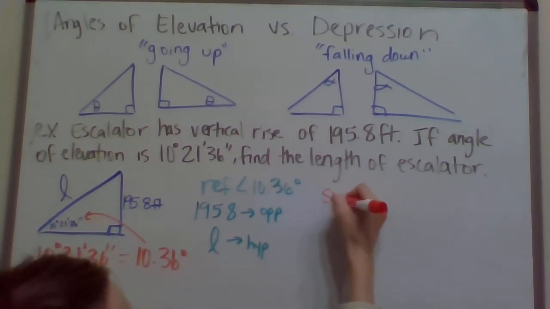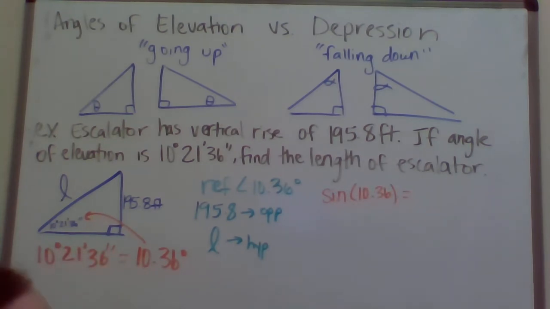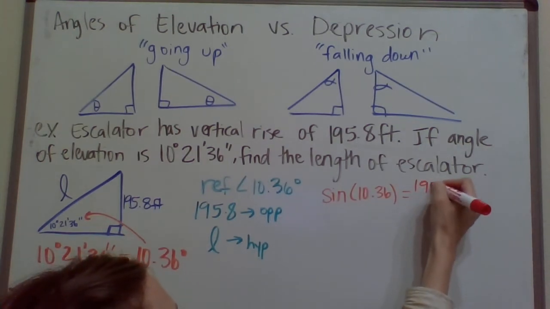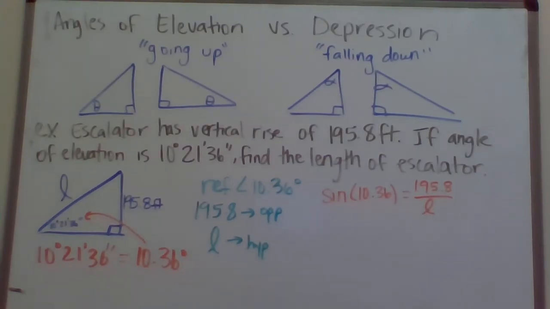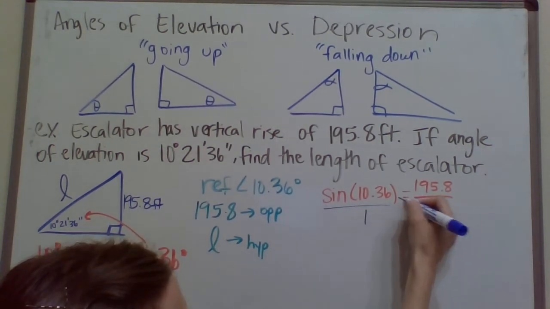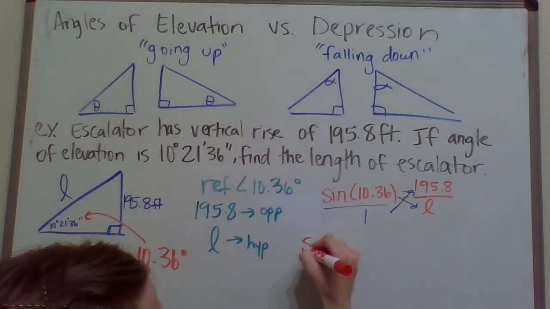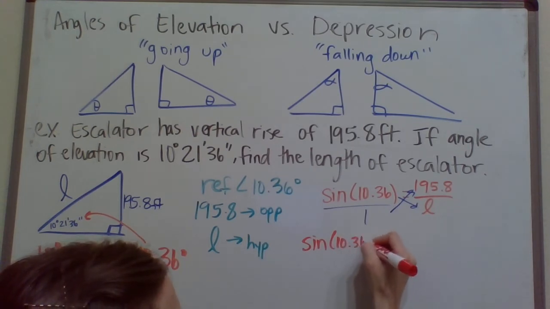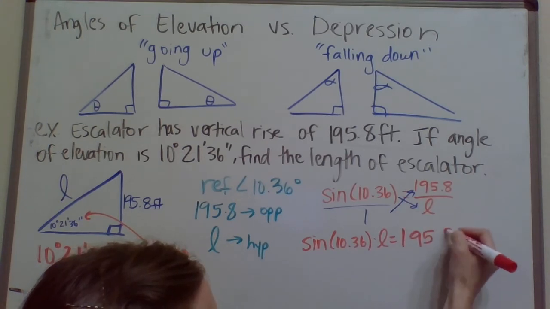So if I set up the sine of 10.36 is equal to opposite over hypotenuse, so it's going to be 195.8 over L. All we need to do to solve for the length of the escalator is to solve for L. So we're going to use some algebra to isolate L. You can take the approach that we did in the last problem, where you can just put the left side over 1 and then consider this a cross multiplication. So then we can say that the sine of 10.36 times L is equal to 1 times 195.8.